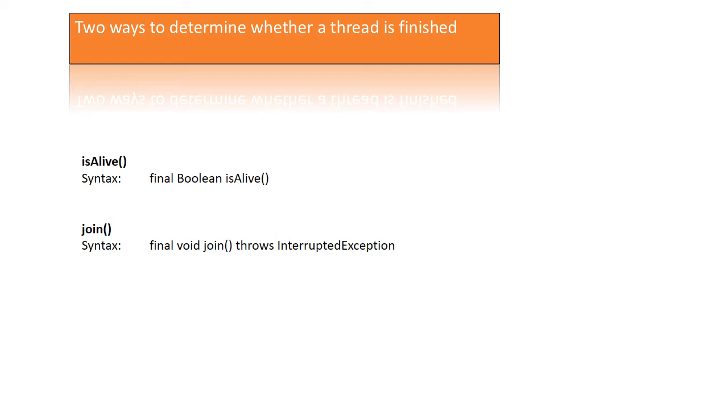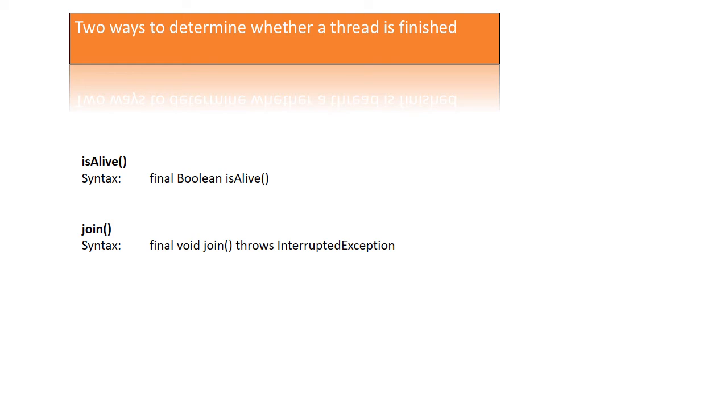Fortunately, Thread provides a means by which you can answer this question. Two ways exist to determine whether a thread has finished. First, you can call isAlive on the thread. This method is defined by the Thread class, and its general form is final boolean isAlive(). The isAlive method returns true if the thread upon which it is called is still running, else it returns false.